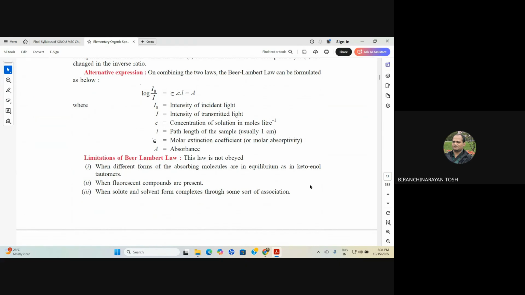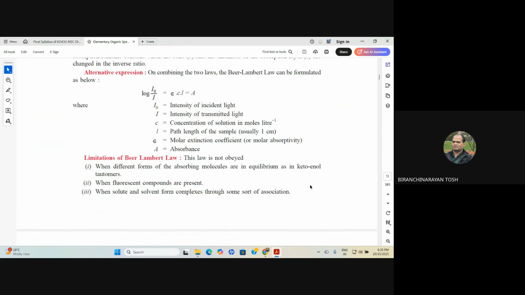About the limitation, this law is not obeyed when different forms of absorbing molecules are in equilibrium, as in keto-enol tautomers. The keto form and enol form, as you know, in case of acetone and vinyl alcohol is the enol form, CH2=CHOH, vinyl alcohol, and acetaldehyde is CH3CHO. So acetaldehyde and vinyl alcohol are keto-enol tautomers. So this law is not applicable. Why? Because keto and enol forms are in equilibrium. Tautomerism says the two forms are in dynamic equilibrium with each other.